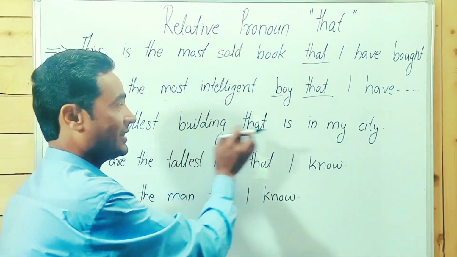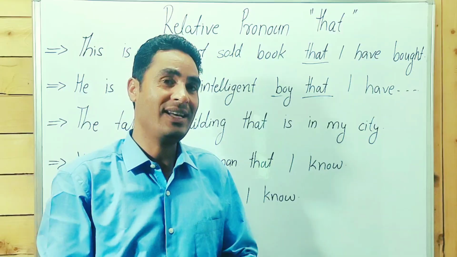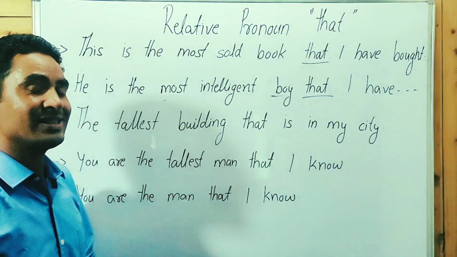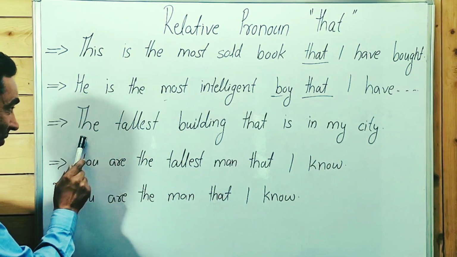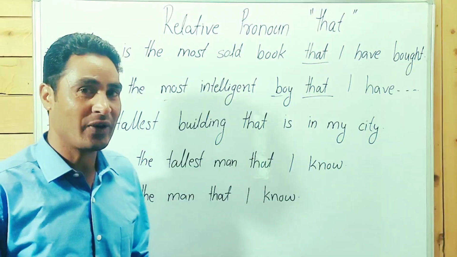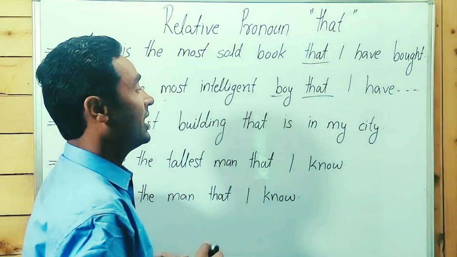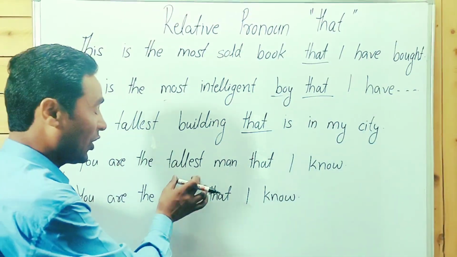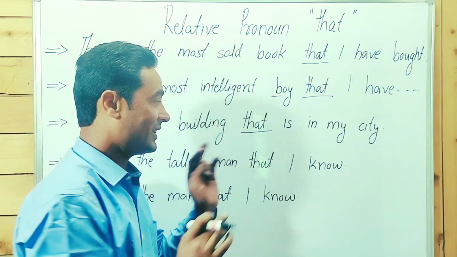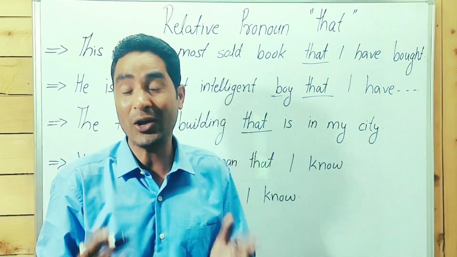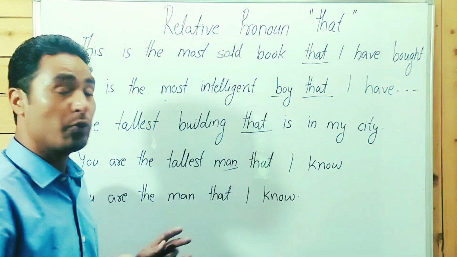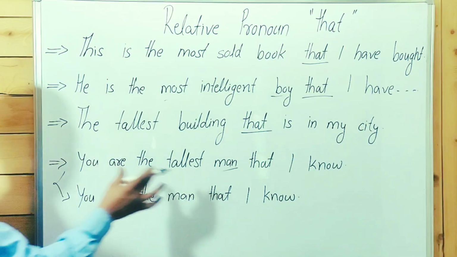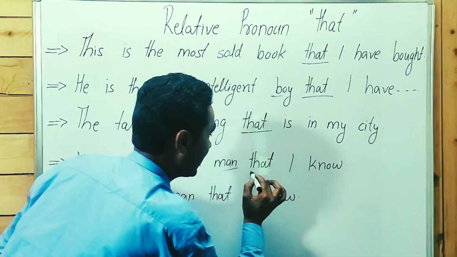The tallest building that is in my city. Tallest is a superlative degree. That is in my city. In this case, we use that with superlative degree. You are the tallest man that I know. Man is a human being. We don't use who or whom when superlative degree is used with the antecedent. That's why the correct answer is that.